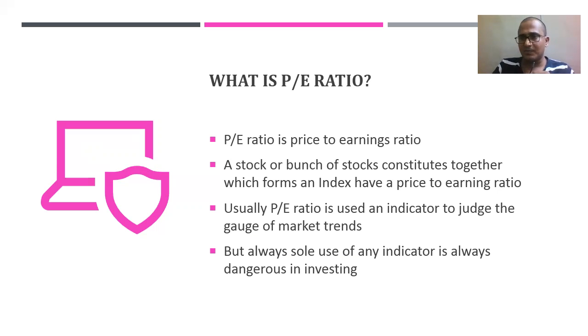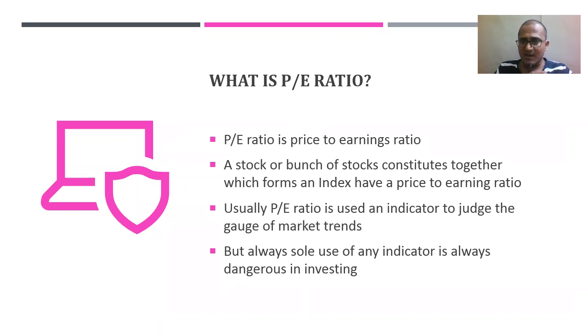What is the PE ratio? The PE ratio is basically the price to earnings ratio: for a stock, the current market price against how much the company is earning per quarter or per annum. A bunch of stocks constitutes an index, and the collective earnings of the companies at the current price decide the price to earning ratio.